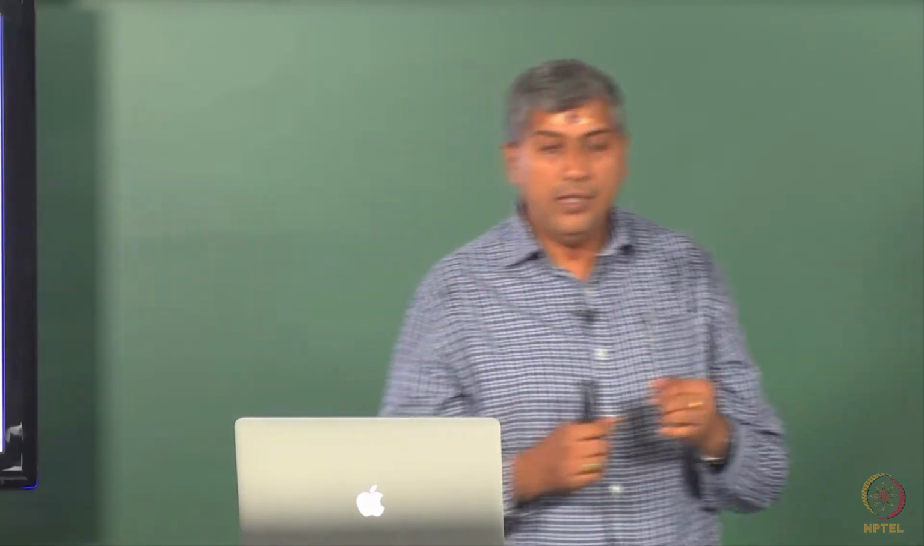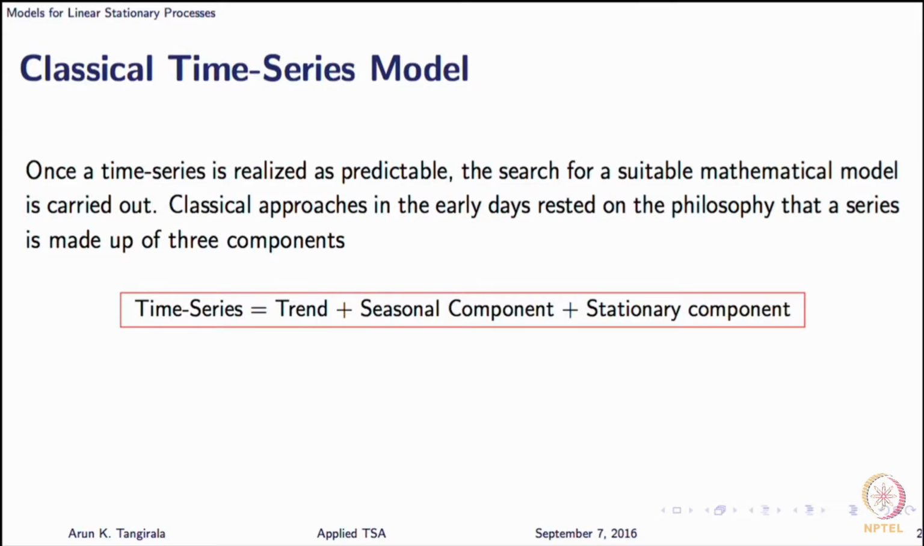If you look at the history of time series modeling, as I have always said, the story began from prediction. But taking a slight deviation from the prediction discussion, how was a time series thought of, and even today this approach is used for many time series. Classically, a time series was thought of to be made up of a trend. We have seen what trends are, some linear trend, quadratic trend, some kind of polynomial trend, plus a seasonal component. You should read that as a periodic component.